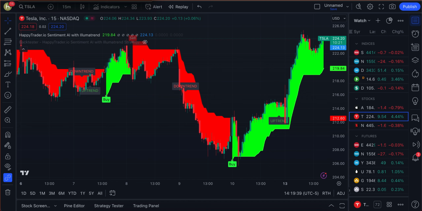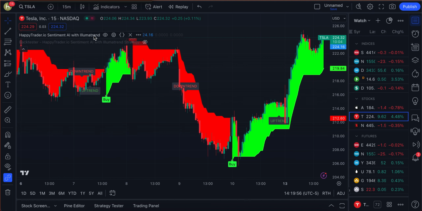From happytrader.io, I wanted to do a video today on how to trade using sentiment AI with the Lumitrend, and also show you a backtest on Tesla. So the first thing, I'm going to get right into it. I like to cut straight to the chase, which is how to trade using the indicator.